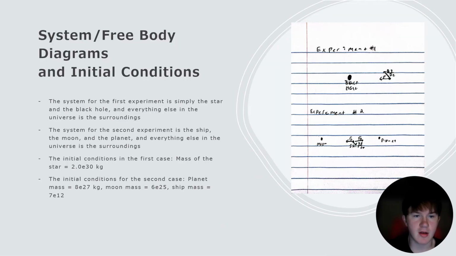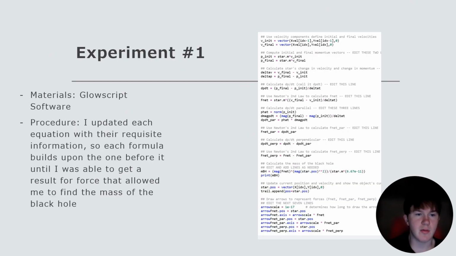So here's my free body diagram. The system of the first experiment is simply the star and the black hole, and the surroundings is everything else in the universe. The surroundings in the second experiment is also everything in the universe, but the system in the second experiment is the ship, the moon, and the planet. The initial conditions of the first case is just the mass of the star being 2.0 times 10 to the 30th kilograms. The initial conditions of the second case were the planet being 8 times 10 to the 27th kilograms, the moon's mass being 6 times 10 to the 25th kilograms, and the ship's mass being 7 times 10 to the 12th kilograms.